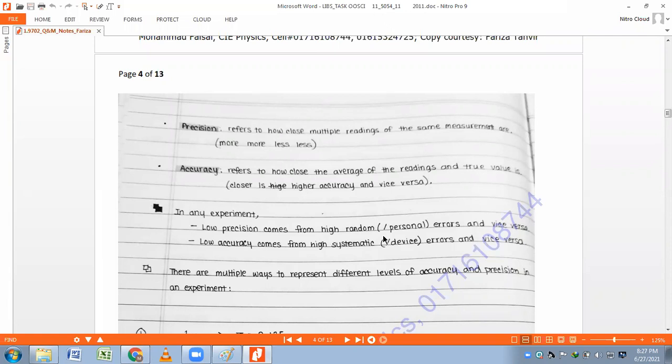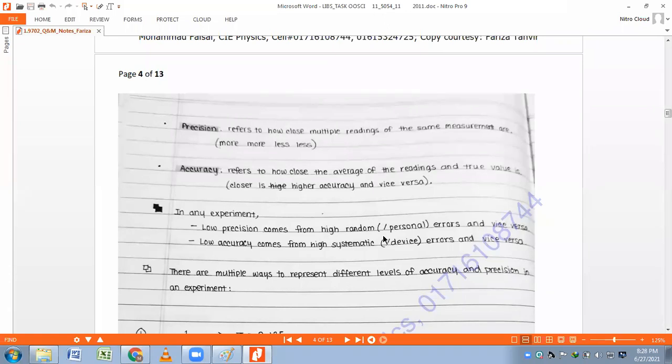If they're really spread apart, going all over the place, in that case, we're going to call them less precise data. So that's why it says more, less, less. If they are more close, they are more precise. If they are less close, they are less precise.